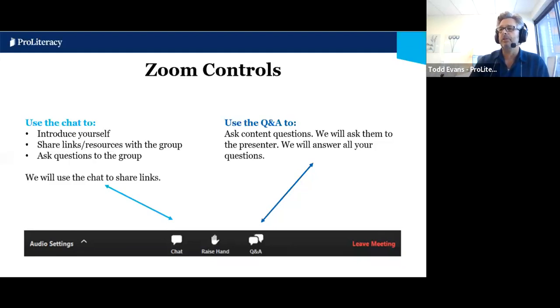We're going to ask that you use the Q&A feature to ask questions specifically of Stephen about the presentation. The reason that we do that is it allows us to track the questions and make sure that everybody's question gets answered. When you put questions in the chat, it scrolls through, and we might miss your question.